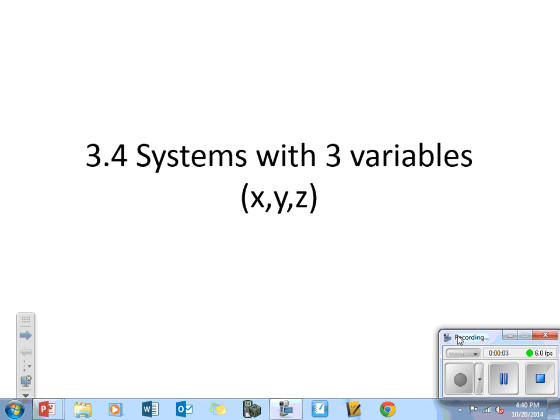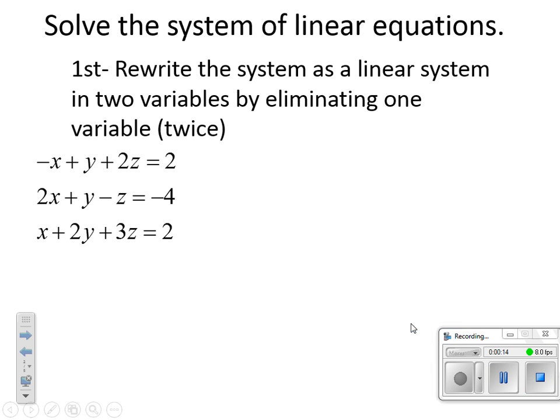Hello and welcome to 3.4, systems with three variables, x, y, and z. So now we have an ordered triple instead of an ordered pair, which means we are going to have three equations and three unknowns. The first thing we're going to do is write this system as a linear system in two variables by eliminating the same variable twice.